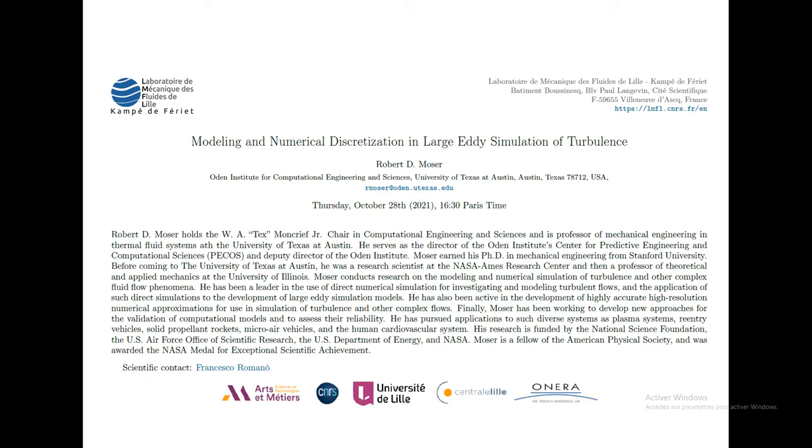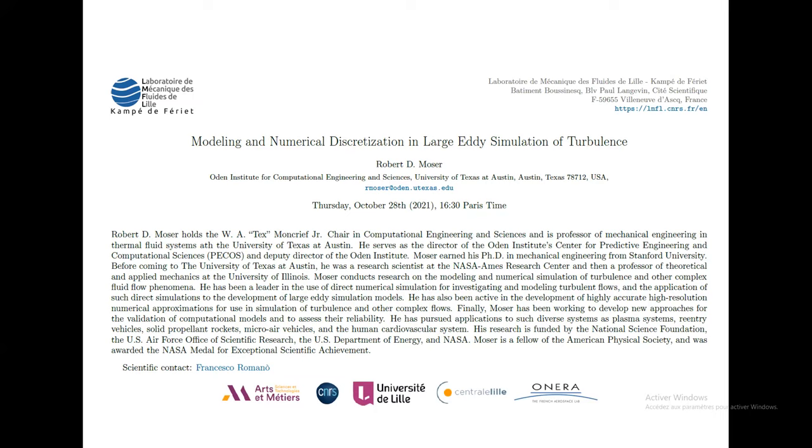So Robert Moser holds the W.A. "Tex" Moncrief Jr. Chair in Computational Engineering and Science, and is Professor of Mechanical Engineering in Thermal Fluid Systems at the University of Texas at Austin. He serves as the director of the Oden Institute's Center for Predictive Engineering and Computational Science, PECOS, and deputy director of the Oden Institute. Moser earned his PhD in mechanical engineering from Stanford University. Before coming to the University of Texas at Austin, he was a research scientist at NASA Ames Research Center, and then a professor of theoretical and applied mechanics at the University of Illinois.